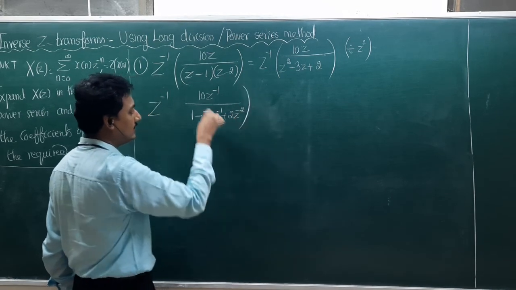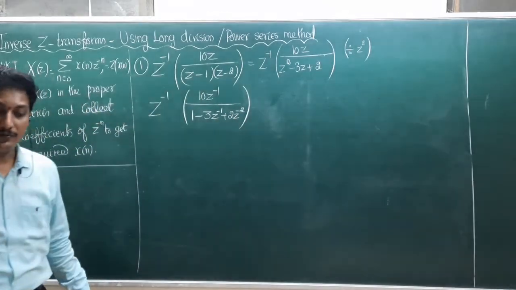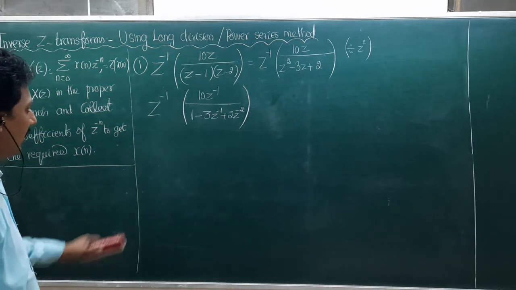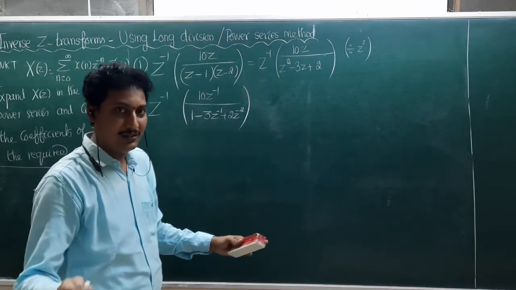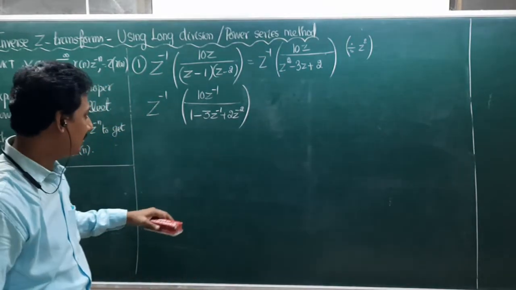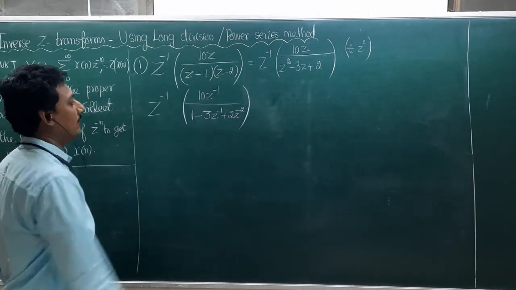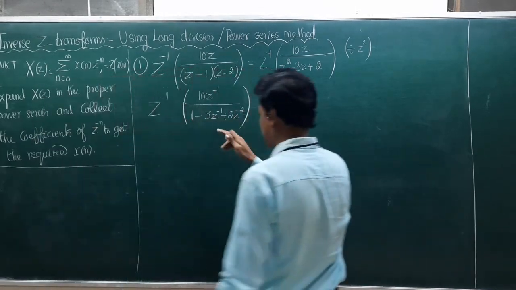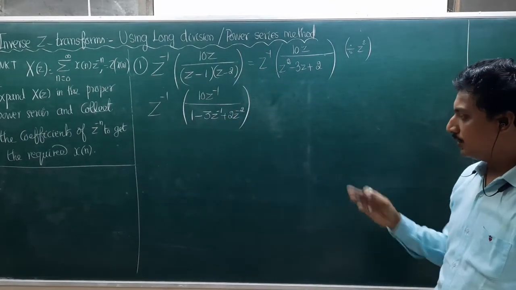So let us rewrite this into the negative powers of z. This is the very first step. Now once we got this, the rest is very simple. The method is called the long division method. I want to divide this by this, that's it. Very simple concept.